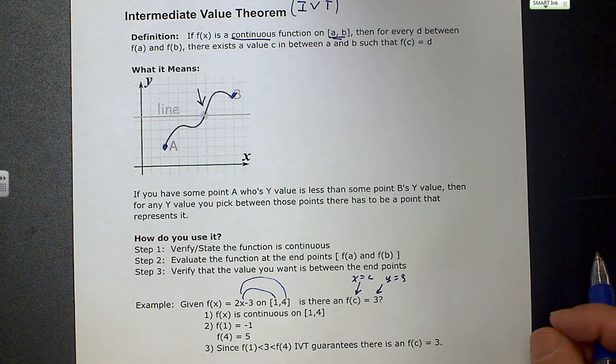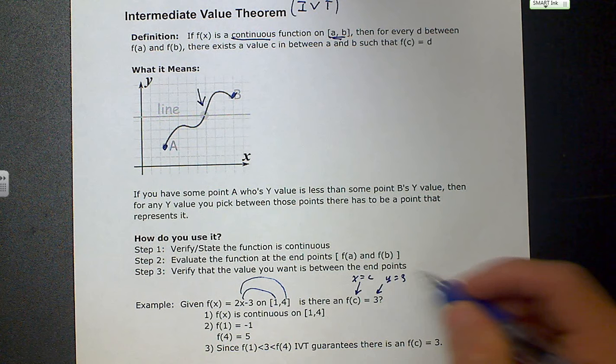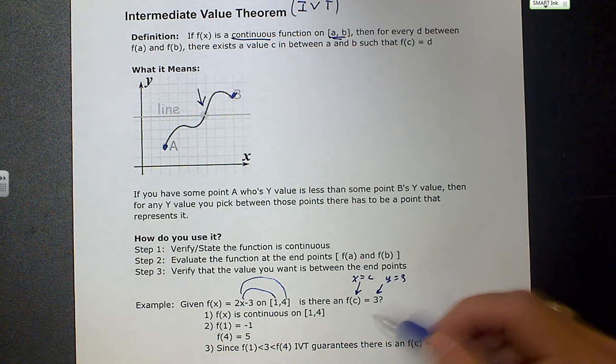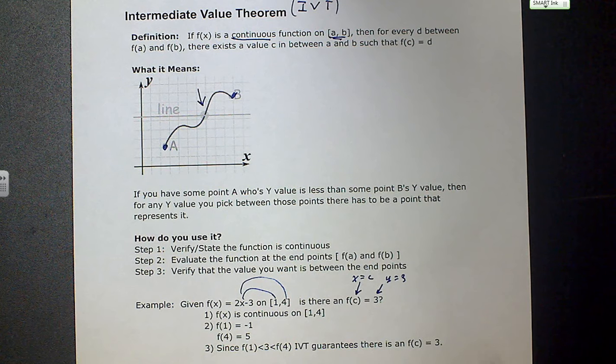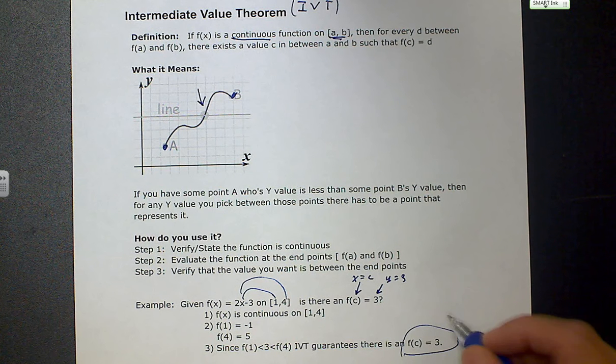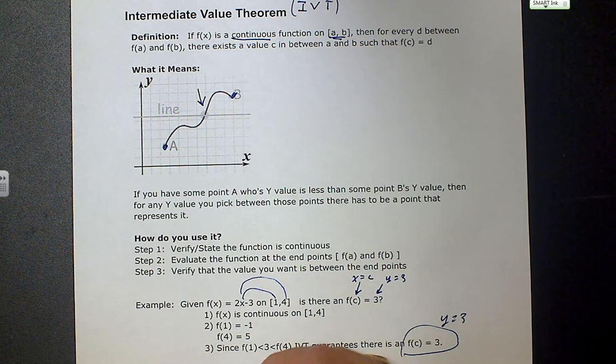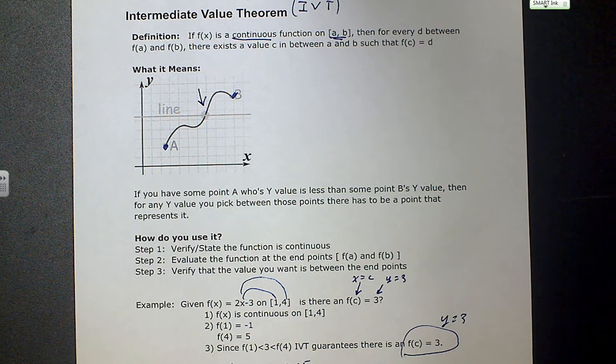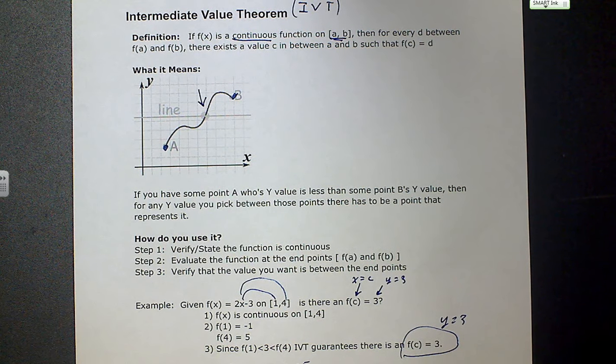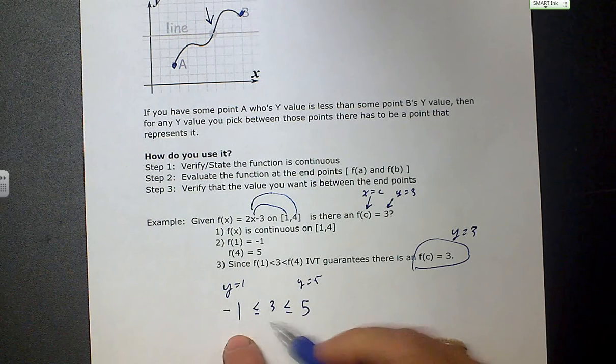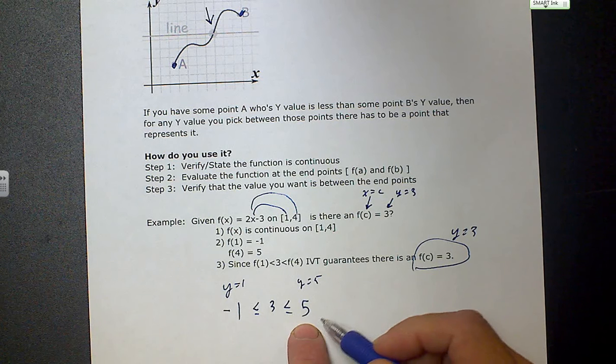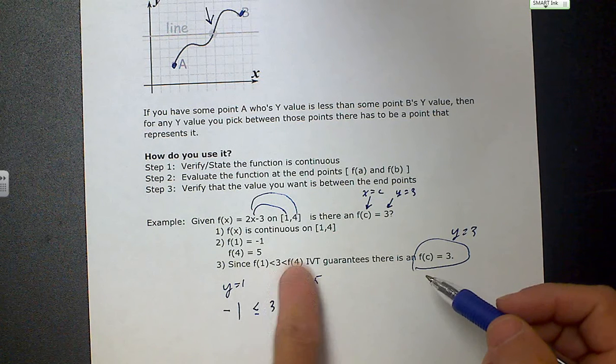The question is, is there any spot on the graph where the y value would be 3? Well, if this is the min, y equal to negative 1, and that's the max, y equal to 5, does it make sense to you that somewhere between negative 1 and 5 there might be a 3? The way you write that is, write your y-coordinates down. Oh, I'm sorry, write your y-coordinates down, okay? Negative 1 is less than or equal to 3, less than or equal to 5, and then write how you got those y-coordinates.